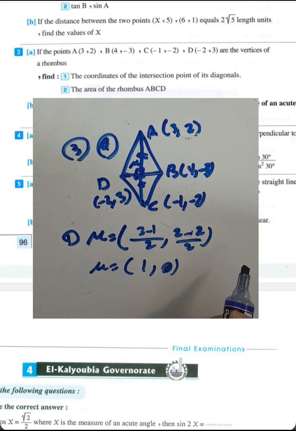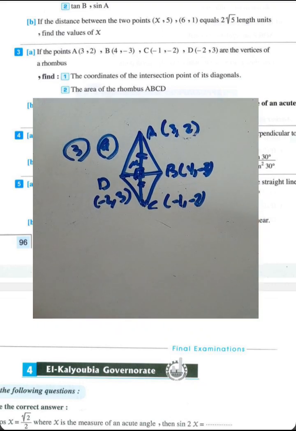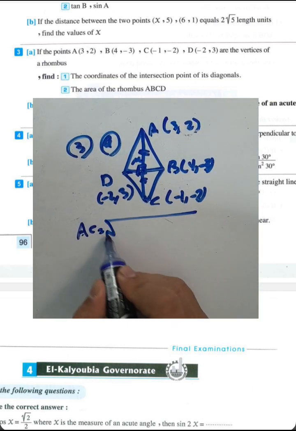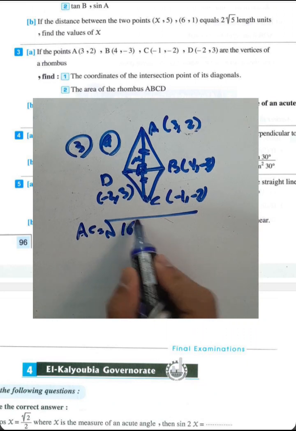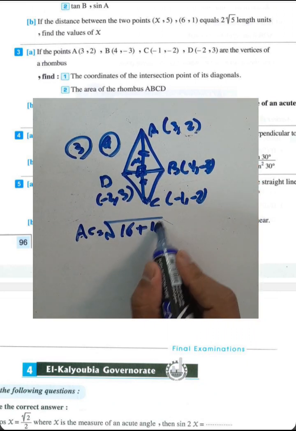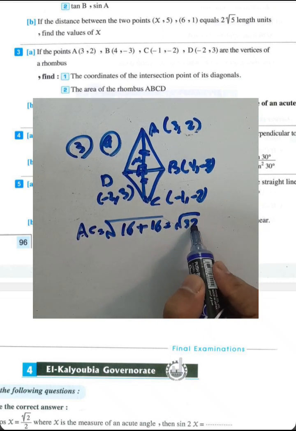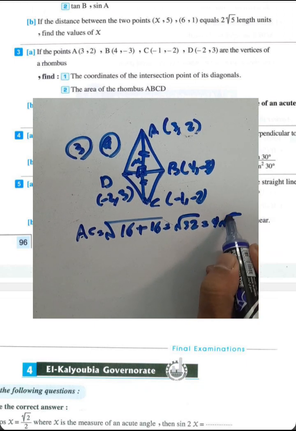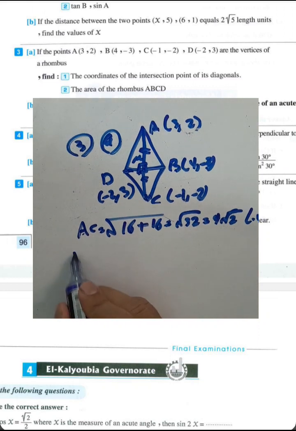And then we can find the area of the rhombus by finding AC and CD. AC, we can write the square root of 3 minus 1, it will be 4, 4 power 2, it will be 16. And 2 minus 2, 4, 4 power 2, it will be 16. Square root of 16 plus 16, square root of 32, it will be 4 root 2 length unit.